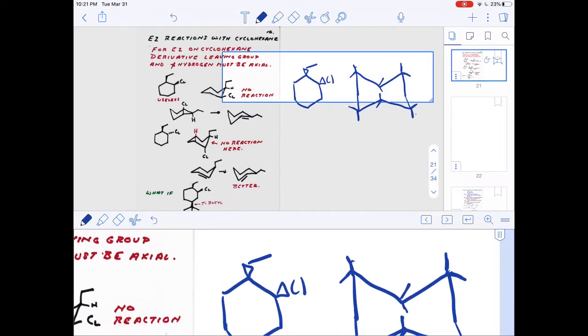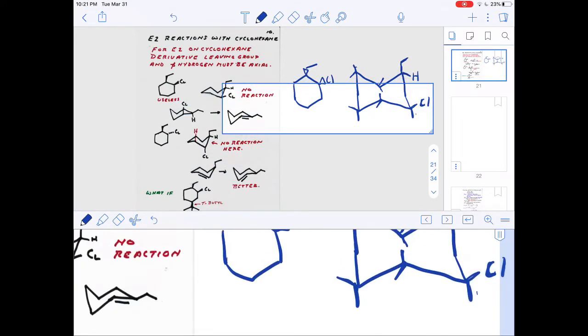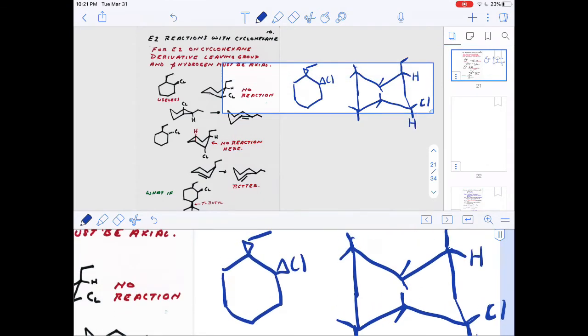Since they're both on wedges, they both have to be going in the same direction, either up or down. O'Connor prefers to use wedges as up. So I'm going to go on the first carbon and draw my ethyl group going up, and then the corresponding hydrogen going down. And I'm going to put my Cl up, so it's going to be equatorial, and my hydrogen down.